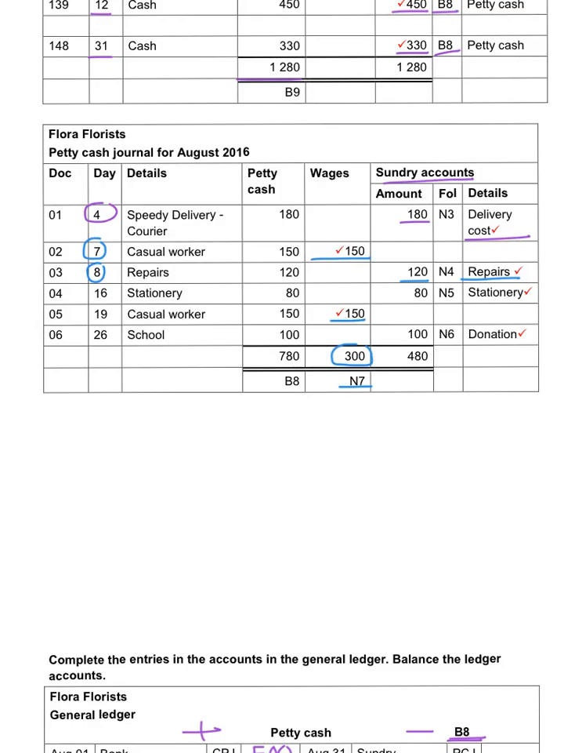And next to repairs, we will show the N3 for delivery costs and N4 for repairs to indicate that this was posted to the ledger. So all the accounts in the sundry accounts column will be posted to the ledger accounts on the date of the transaction, and you will show the folio numbers after you recorded this. The petty cash total must be posted to the petty cash account on the last day of the month.